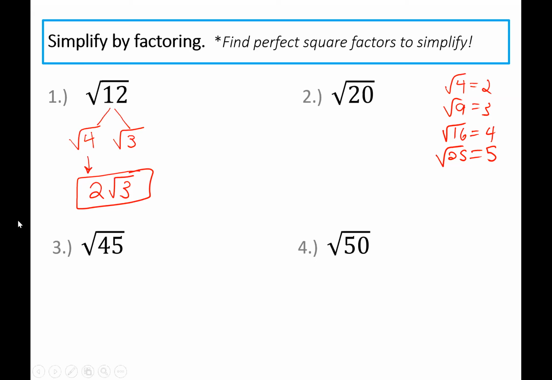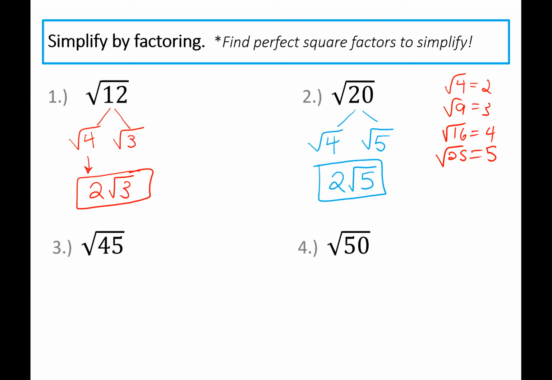Let's do number 2, which is similar. It's going to be the square root of 20. That is also a multiple of 4. So let's break it down again using the square root of 4. 4 times 5 is 20. So I'm going to break this down using the square root of 4 times the square root of 5. And that becomes 2 square root of 5. So here's our final answer, 2 square root of 5.